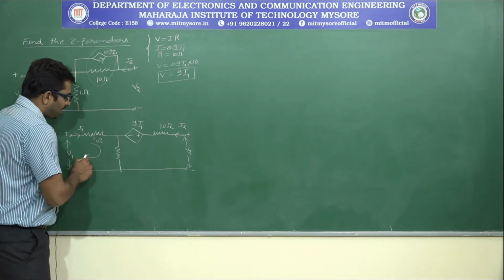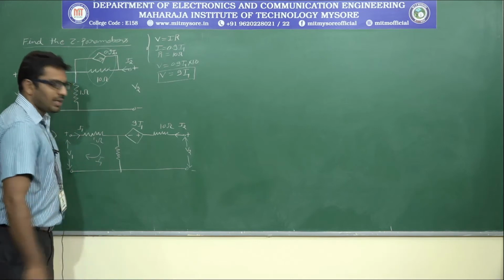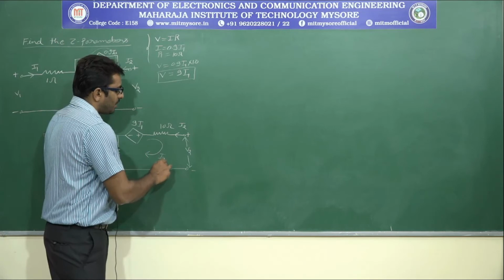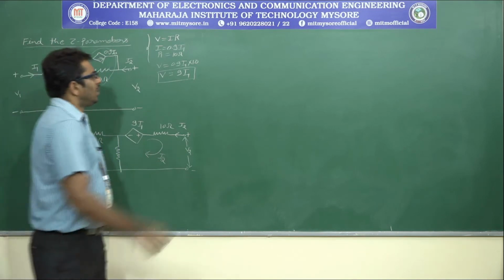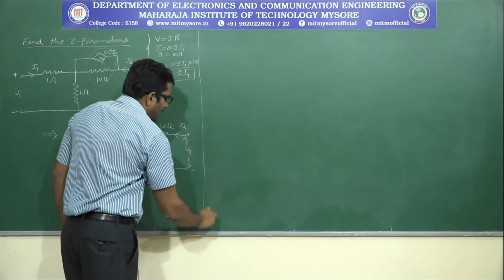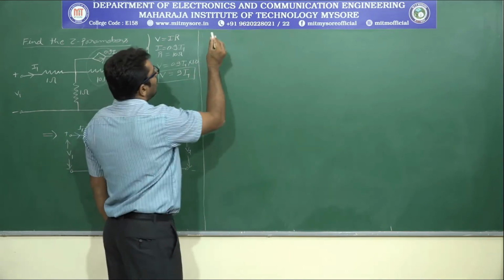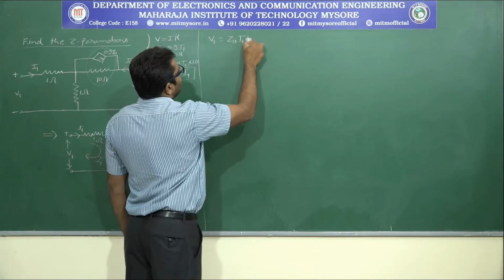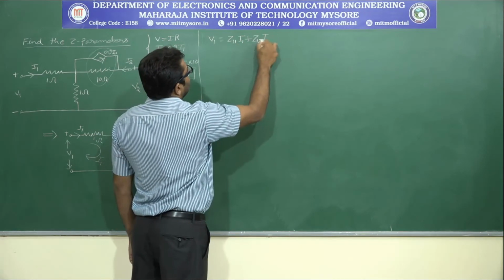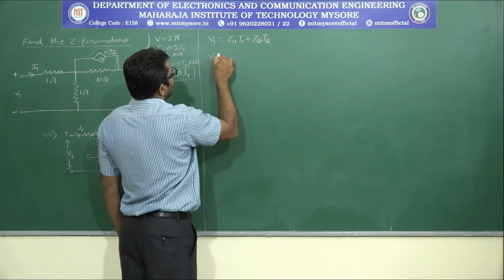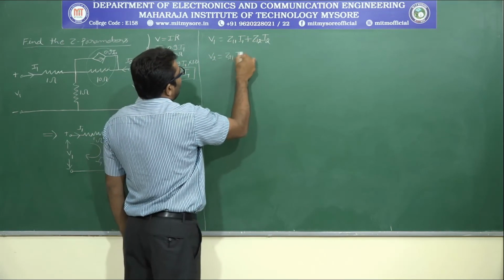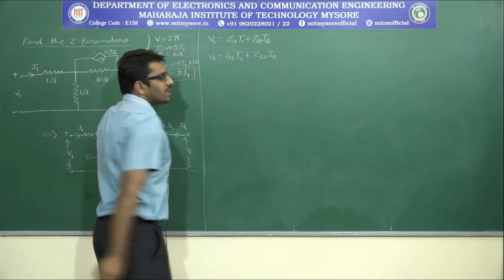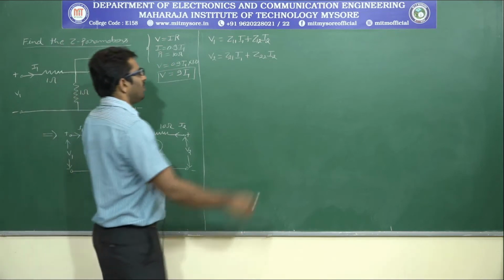The current in the first loop is represented by I1. The current in the second loop is represented by I2. Now the standard Z parameters equations are V1 is equal to Z11 I1 plus Z12 I2, and V2 is equal to Z21 I1 plus Z22 I2. These two are the standard Z parameters equations.